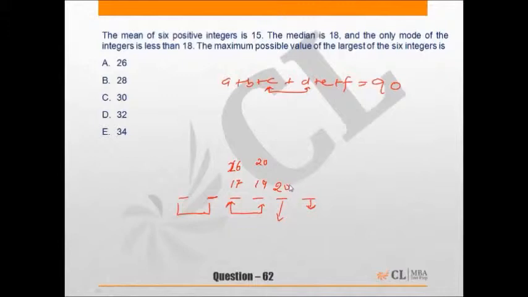And in order to minimize the value of the rest of the terms, we should assign them the value of 1, as there is only one mode. It means there are at least two terms that have the same value out of these six terms. So the only mode in this case can be considered as 1 in order to maximize the value of the largest term. So these are the five terms that we need to take. Here the largest term will come as 90 minus the sum of these five terms, 1 plus 1 plus 17 plus 19 plus 20, and this is equal to 32. So the largest value that the largest term in this case can be is 32. Hence option D is the correct answer.